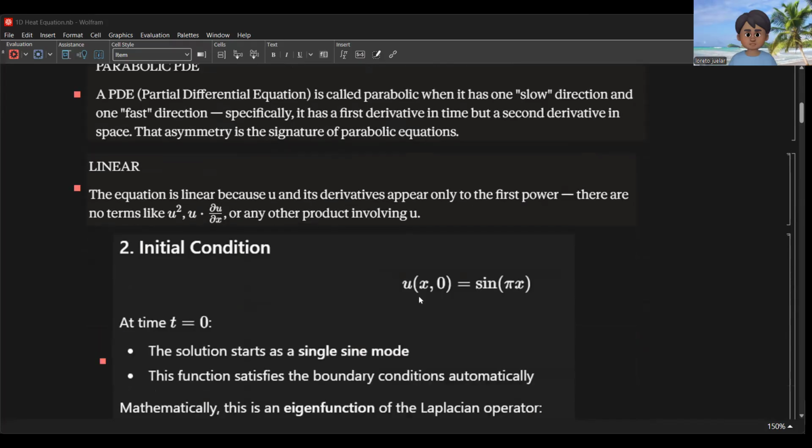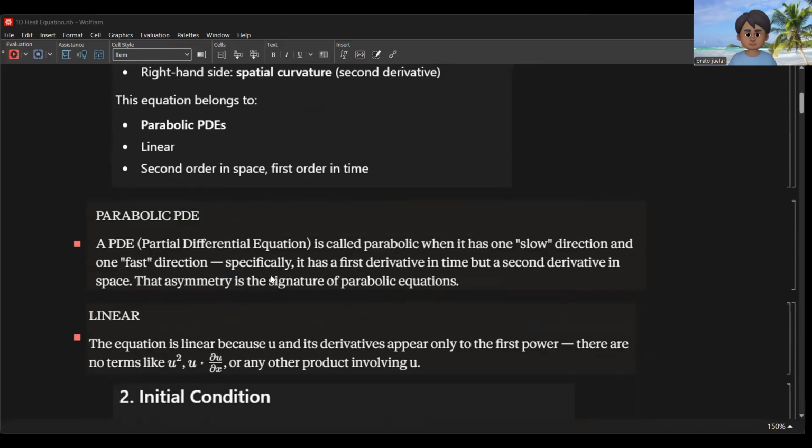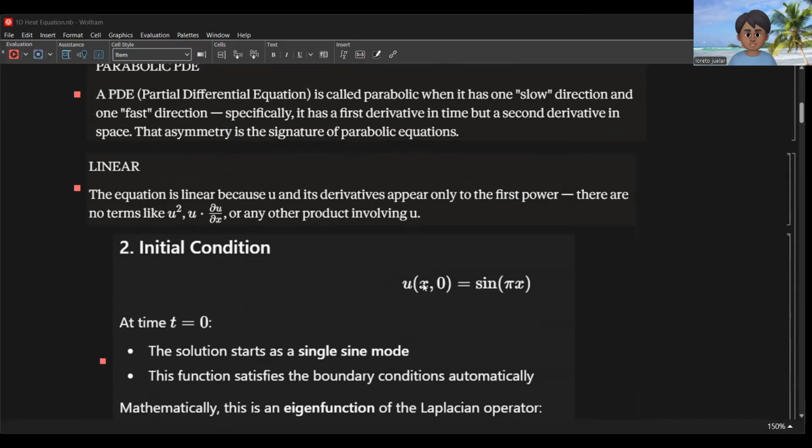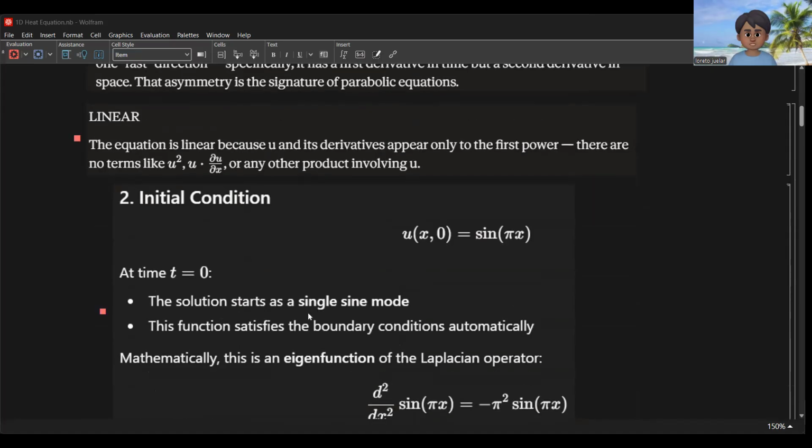Okay, so we have the initial condition here for our equation. So initial condition, time is 0 here. So this is only a function of x. So this is equal to u as a function of x only, where time is equal to 0. So this is equal to sine pi x. At time equal to 0, the solution starts as a single sine mode. So this function satisfies the boundary conditions automatically.